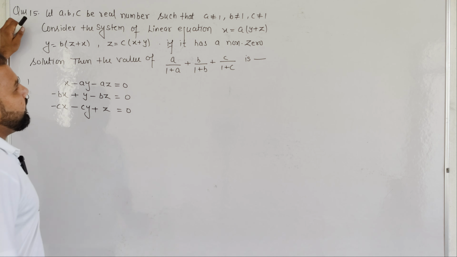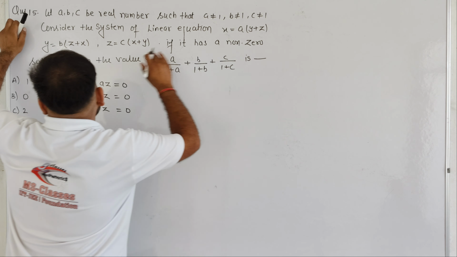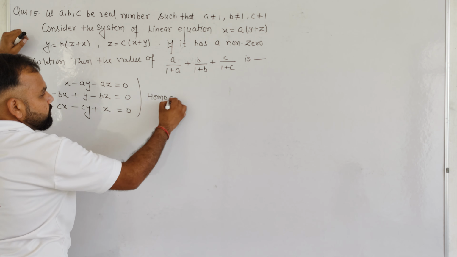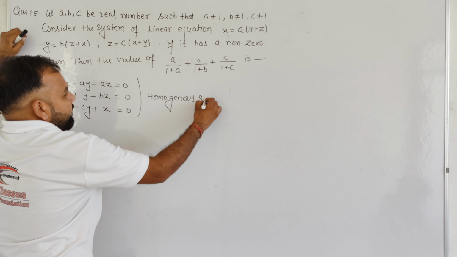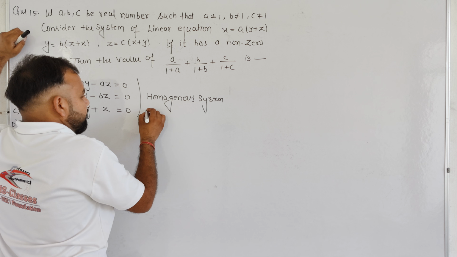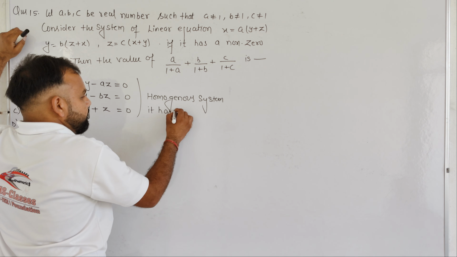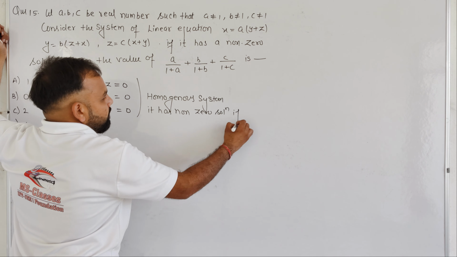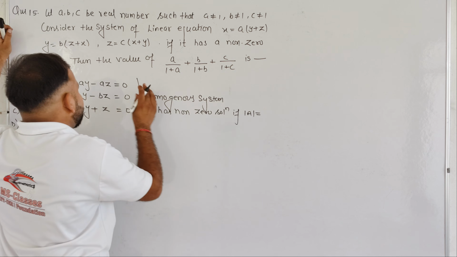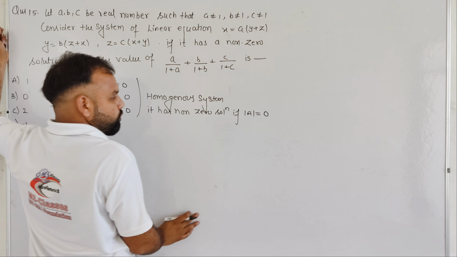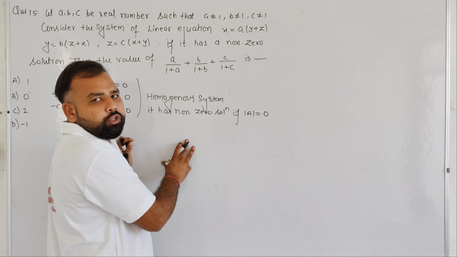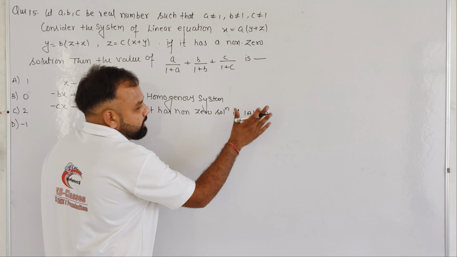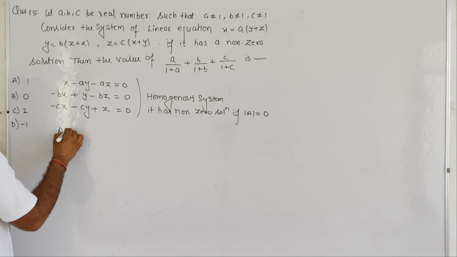This is the system. And the question says that it has a non-zero solution. Student, you know very well that this is a homogeneous system, and a homogeneous system has a non-zero solution if the determinant of the coefficient matrix of x, y, z is equal to 0. If it is non-zero, it has a unique solution, that is, the zero solution. But the question says that it has a non-zero solution, that means the determinant is 0.